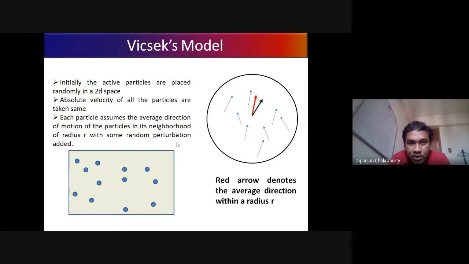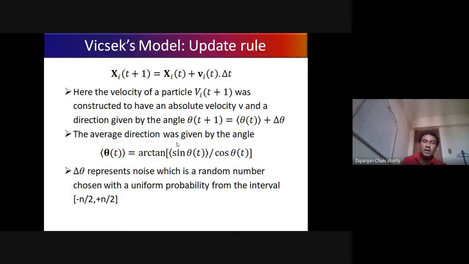So basically, if we go into the equation, how the positions and the velocities are updating. At t+1, the position of this particle will be constructed as the previous position plus the new update that depends on the average velocity. The average direction of the velocity is calculated as theta average, the average direction, plus a fluctuation in the direction. This is delta theta, which represents the noise, a random number chosen from a uniform probability distribution.